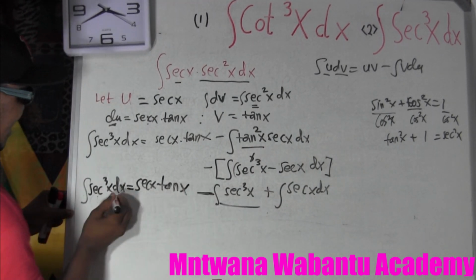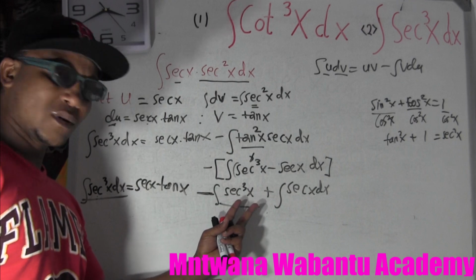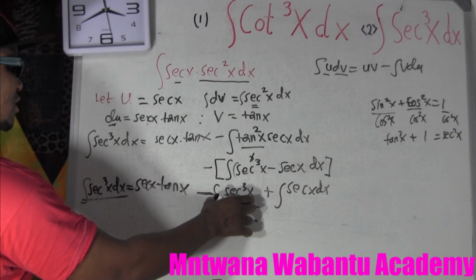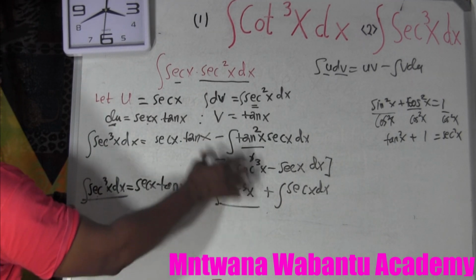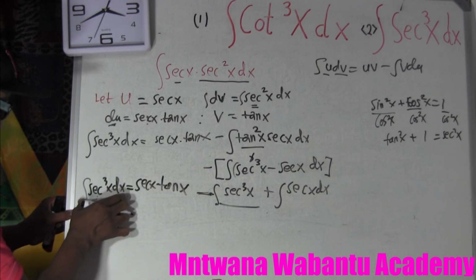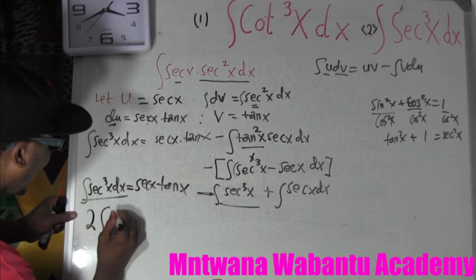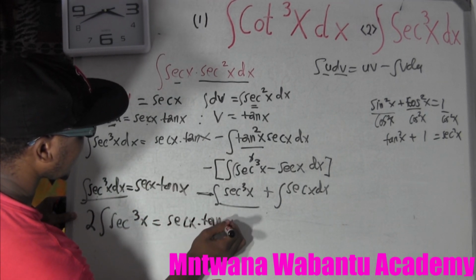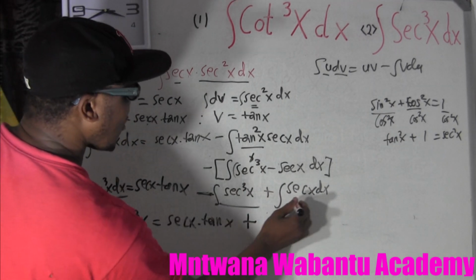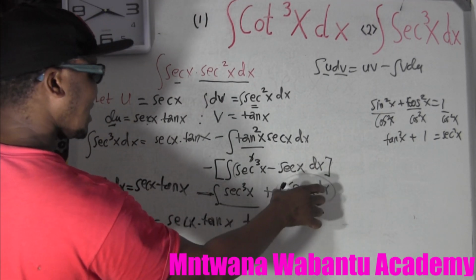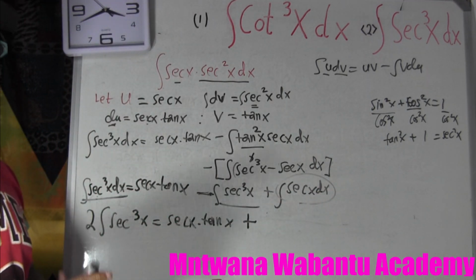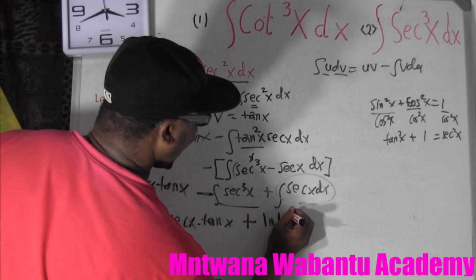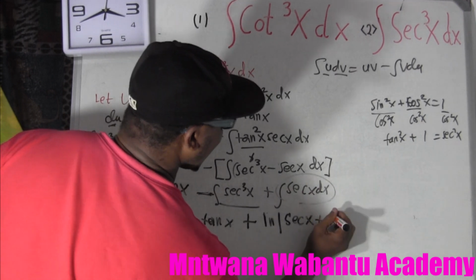Don't you see this and this are the same thing? So I can simply take this one, sec cubed, to the left because they are alike. Since it's the same, I'll take 2 to the right. Since this is negative, when it comes to the right it's going to become positive. So it's going to be 2 of integral of sec cubed x equal to sec x tan x, and then plus integral sec x. When you integrate integral sec x, we did it previously, it equals log of sec x plus tan x.